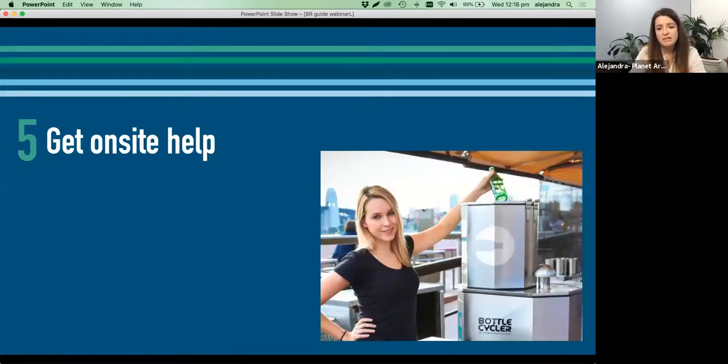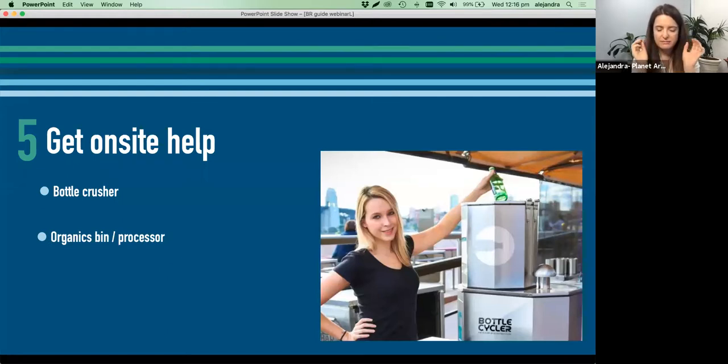Number 5, get on-site help. So let's say that you're a business and you create really, really big amounts of waste. It's worth having an on-site equipment unit. Let's say that you are a bar, you probably generate a lot of beer and wine bottles, so a bottle crusher could be a good idea. That's the image that you can see on the slide. That will save you time, probably a lot of money, and also space, because you're crushing the glass, so the volume is a lot smaller.